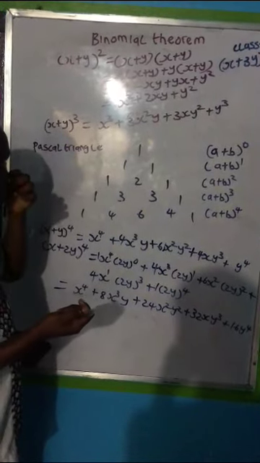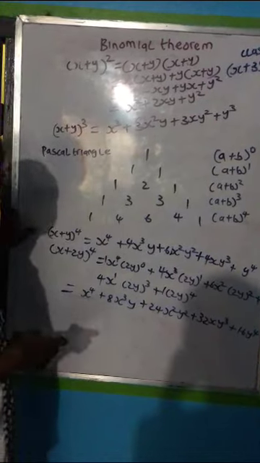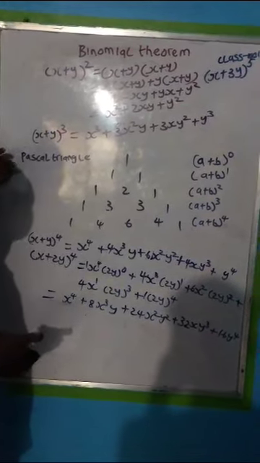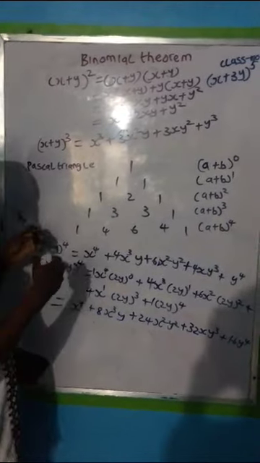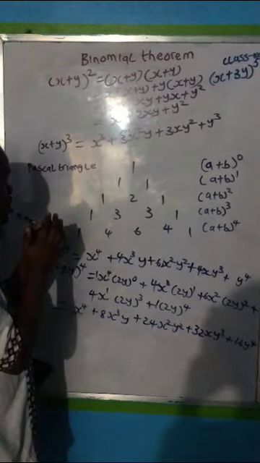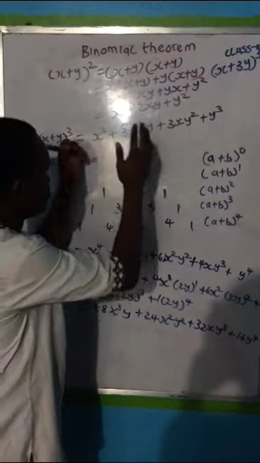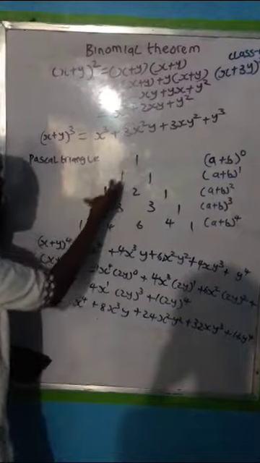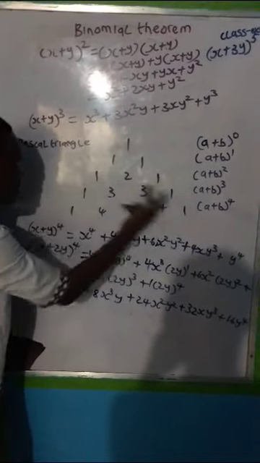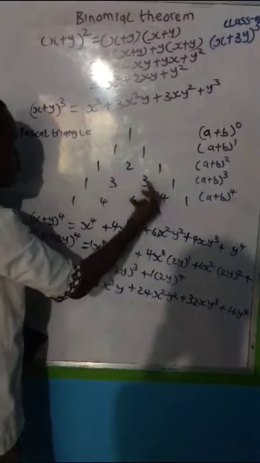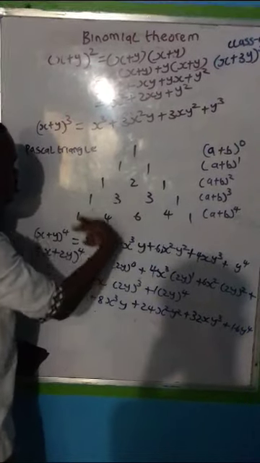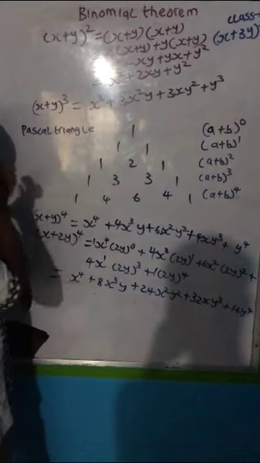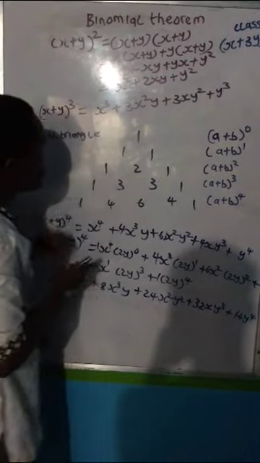We have two methods of solving binomial theorem. We have the Pascal triangle and we have the combination method. So what is the Pascal triangle? Pascal triangle is just a way of writing the coefficients in a triangular form. If you look at what I wrote here, it's a triangle. So the representation of all these numbers inside here is called Pascal triangle. So how does Pascal triangle work?